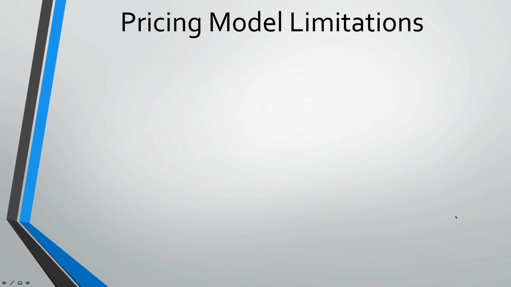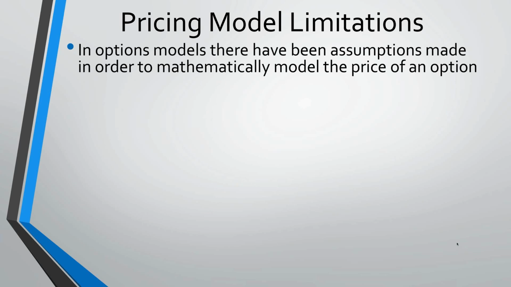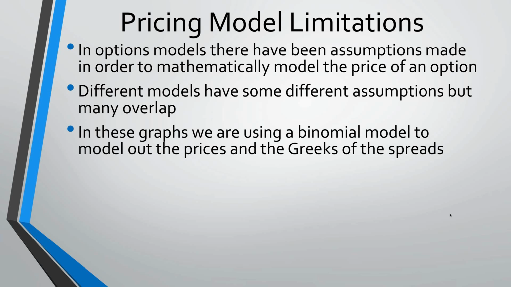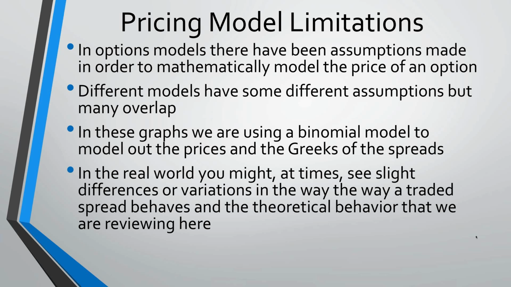Pricing model limitations. So option pricing models do have limitations. All right, we're going to cover a few of those right here. In options pricing models, there have been assumptions made in order to mathematically model the price of an option. Different models have some different assumptions, but many of them overlap. In these graphs, we are using a binomial model to model out the prices of the Greeks and the spreads. In the real world, you might at times see slight differences or variations in the way a traded spread behaves and the theoretical behavior that we are reviewing here.